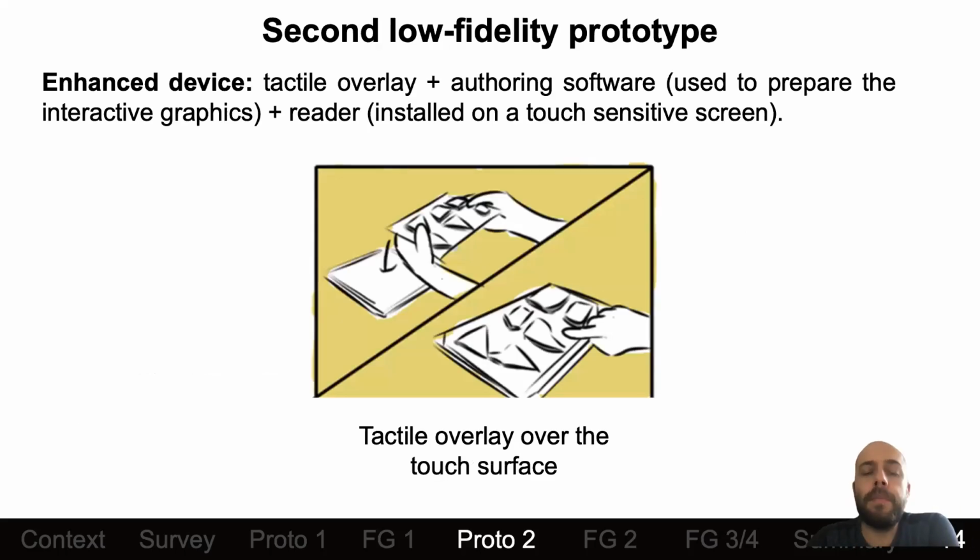So taking these outcomes, we designed a second low-fidelity prototype, which was based again on the tablet, but here with a tactile overlay. We also developed an authoring software, which was used to prepare the interactive graphics, and a reader, which can be installed on any touch-sensitive screen.